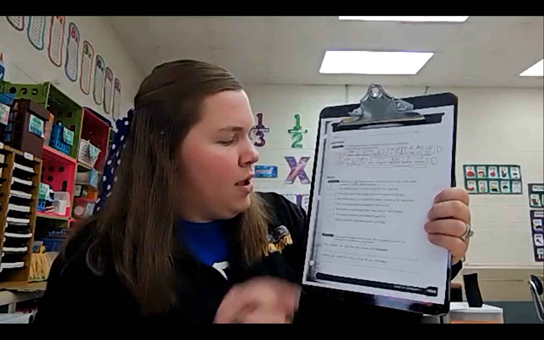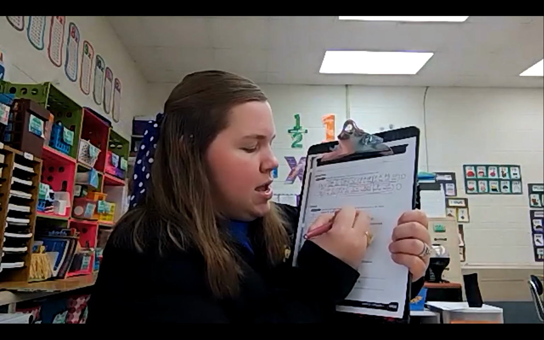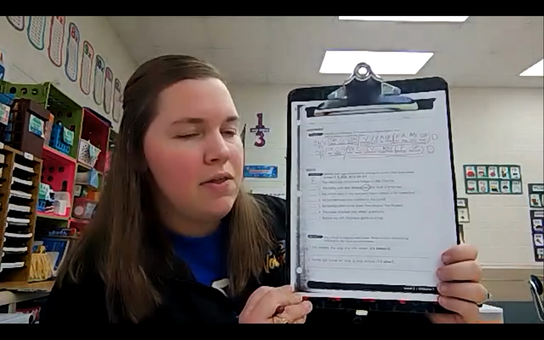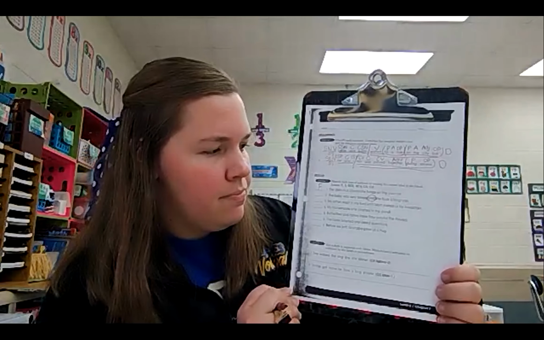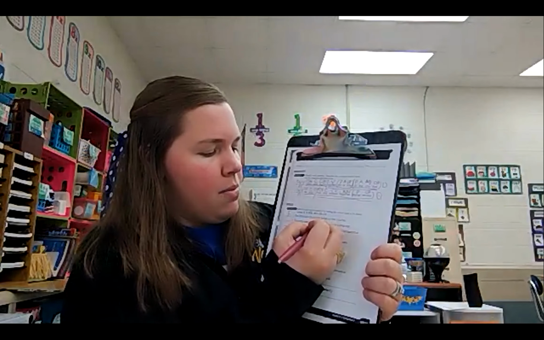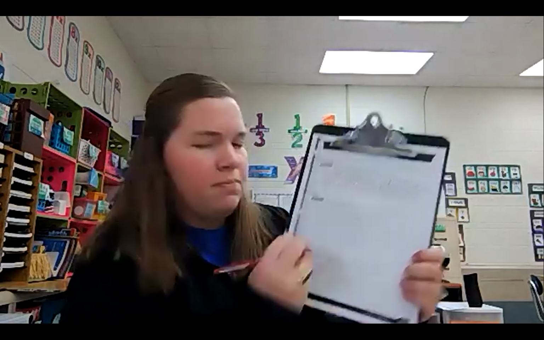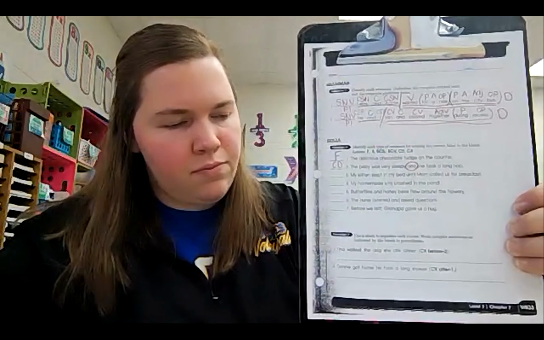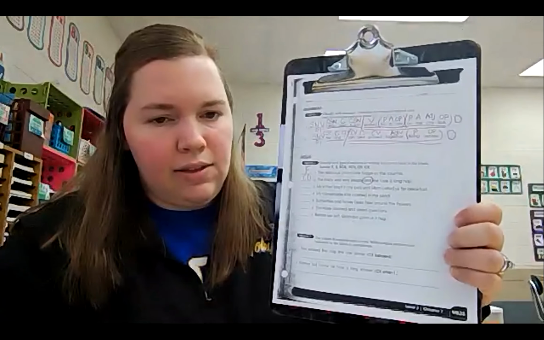Number 2, the baby was very sleepy and she took a long nap. So I circled the word and because that is a conjunction. It's a connecting word. And since we have comma and, this is a compound sentence. CD. So I think it's easy to circle the connecting words.